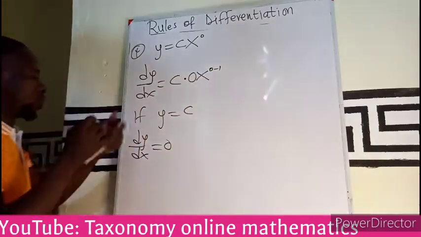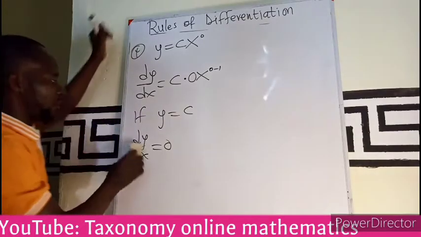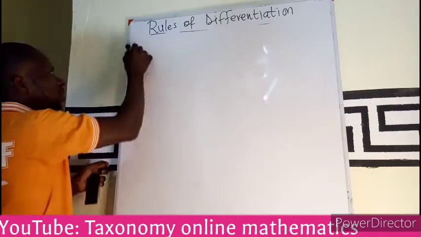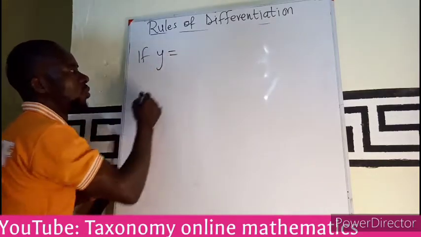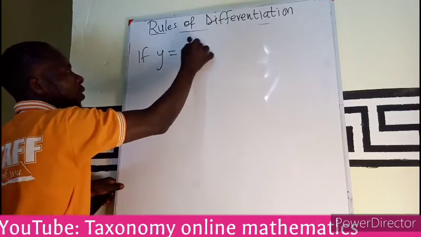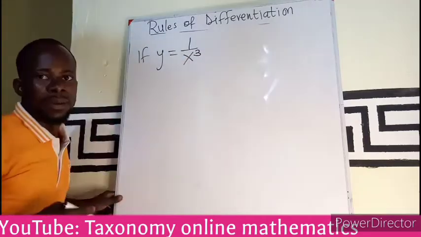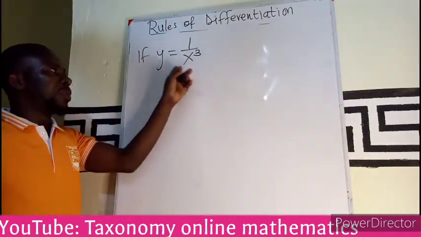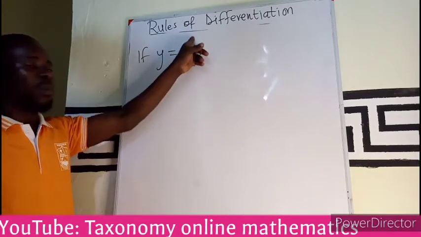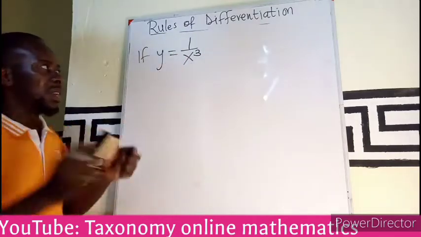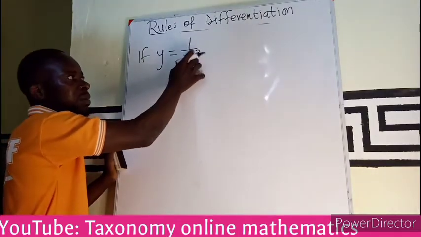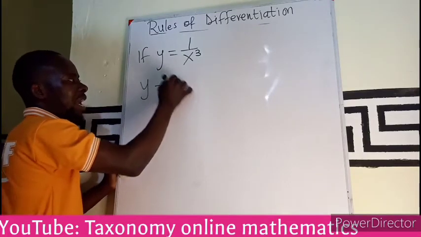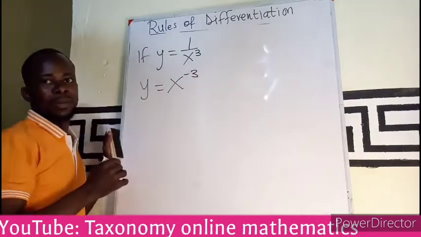So those are the rules that we use in differentiation if you don't want to use the first principle. If I have y equals, let's say, 1 over x exponent 3, and I'm asked to differentiate, we can also employ the principles of indices. If I have 1 and something dividing it, the power becomes negative. So this is going to be rewritten as y equals x exponent minus 3.